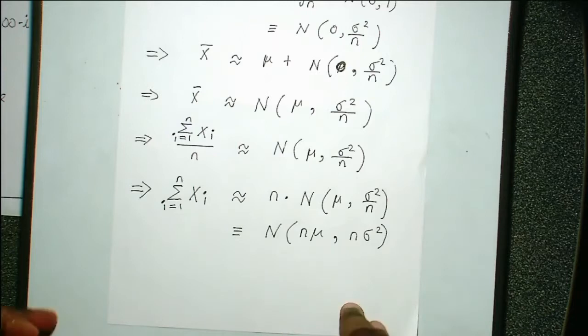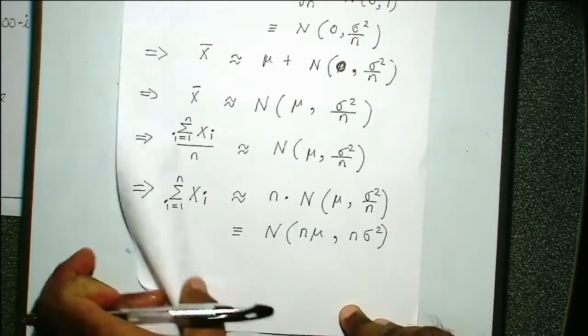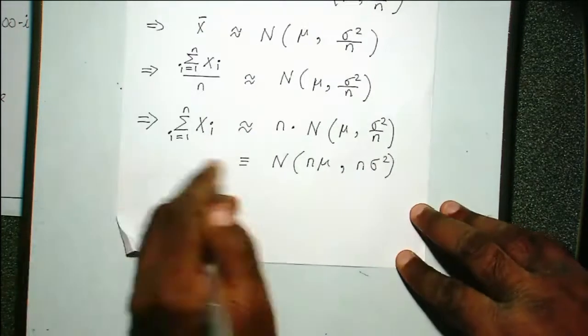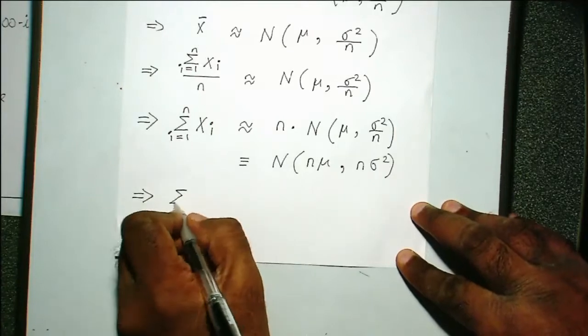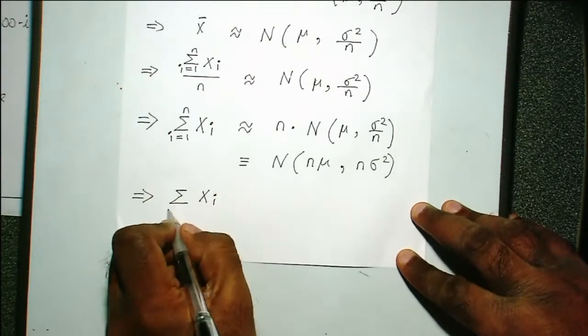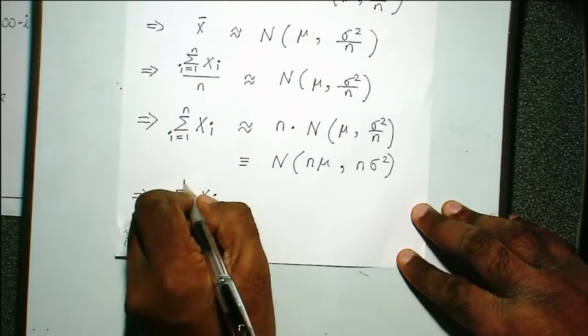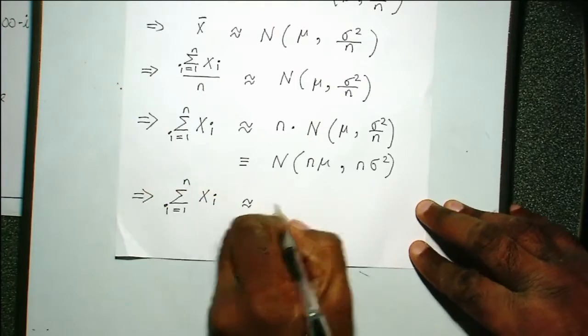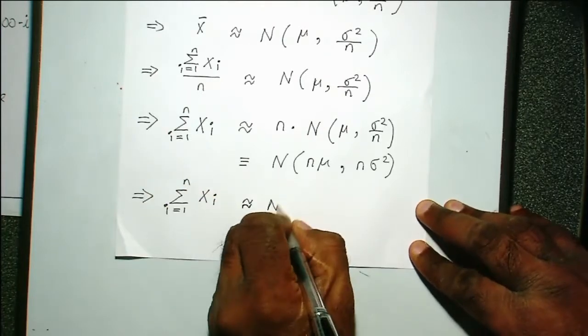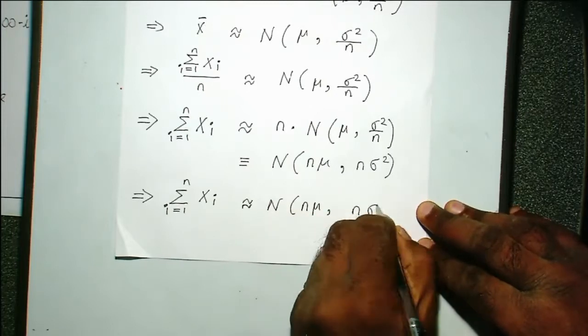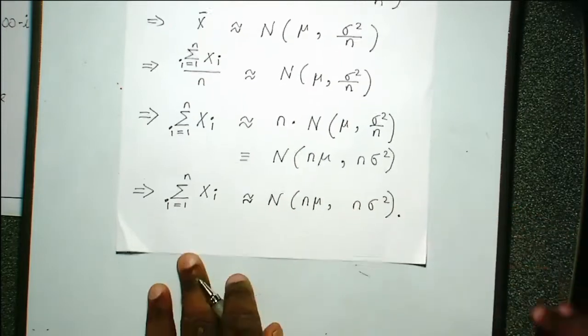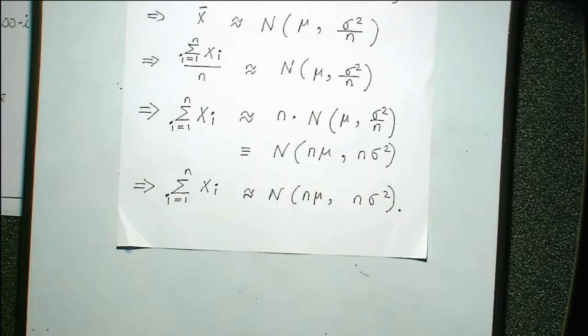So the result we have is the following. Let me write it down neatly. The result we have is that the sum of xi, i from 1 to n, has an approximate normal distribution with these parameters. Now I'm going to use this to approximate the binomial.